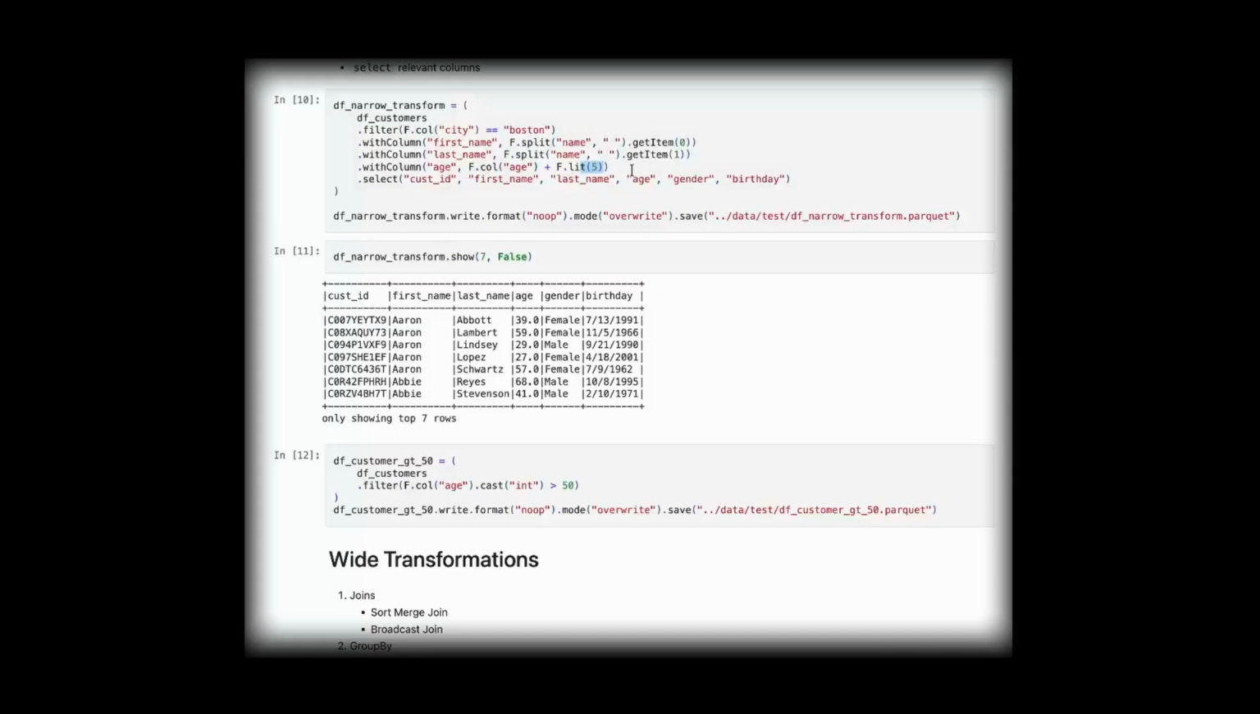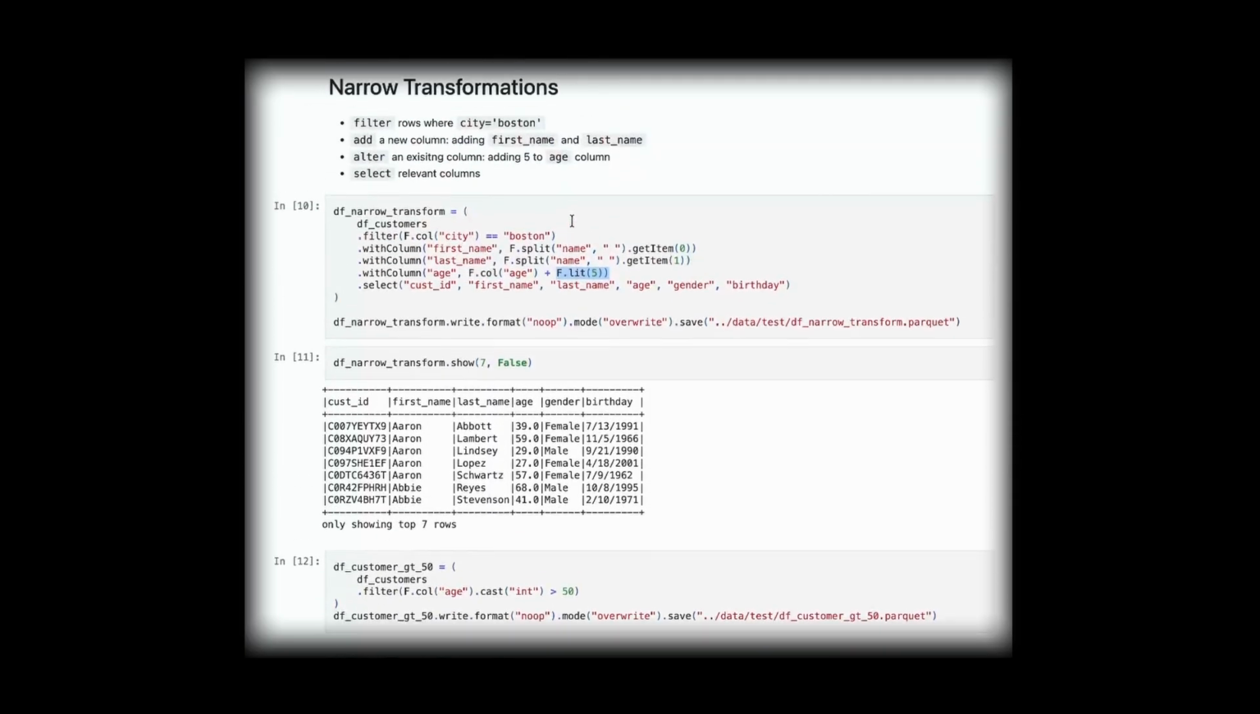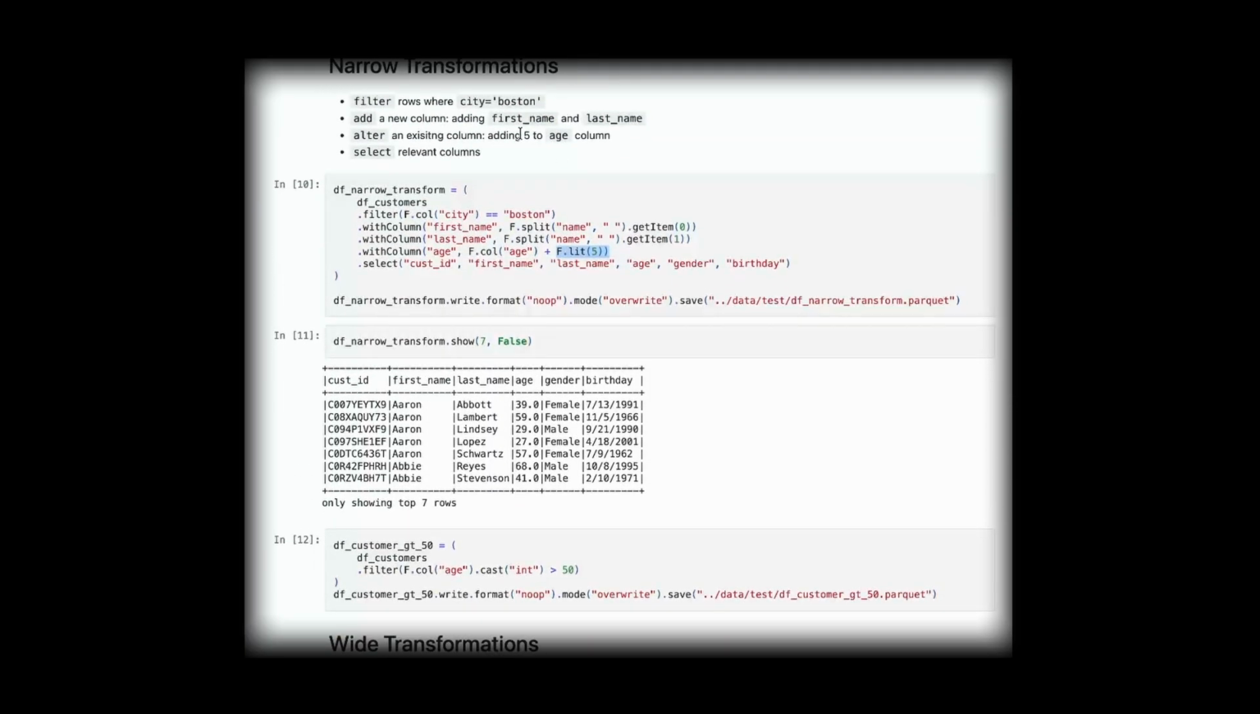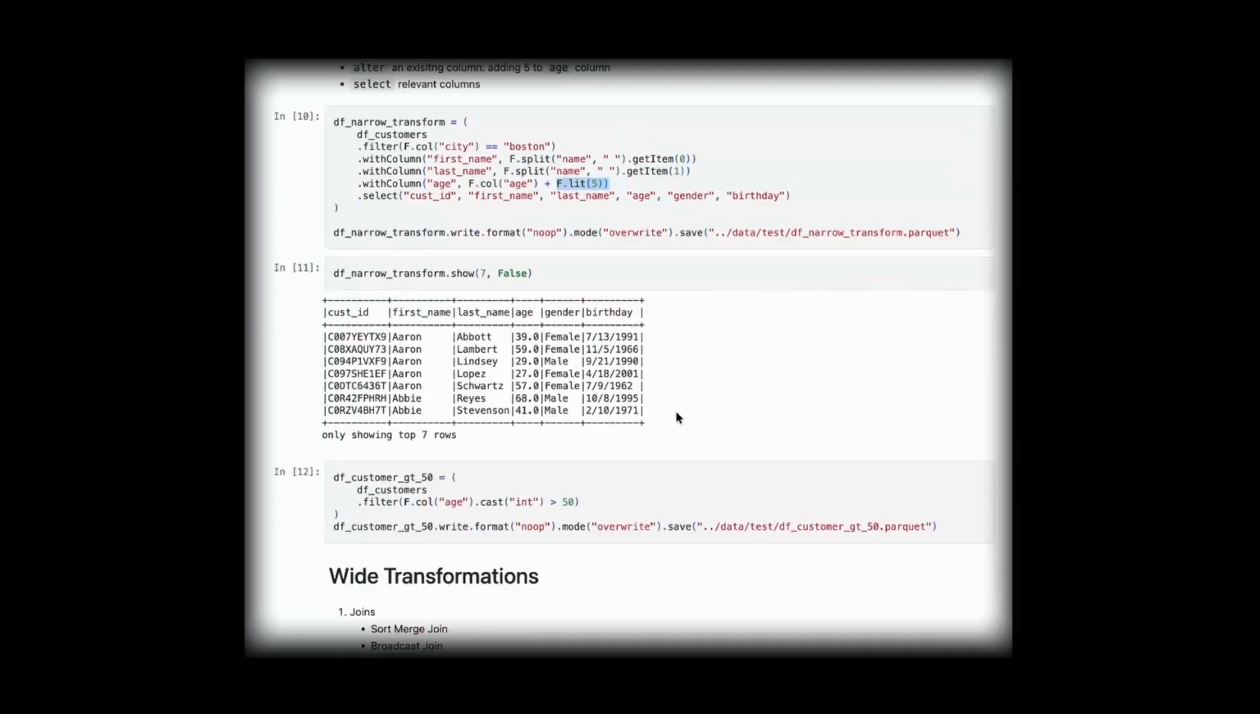So which column was it? Age. Yeah. So I'm not sure what lit 5 is. What does 5 mean? Oh, an existing column, adding 5 to the age column. They are basically just adding lit 5. What lit does is it creates a temporary column, right? And with that column, it is trying to add to the age. That is how it is being done, right?